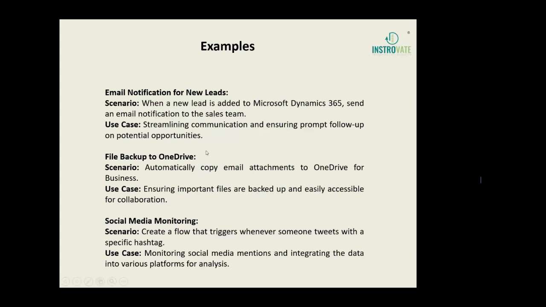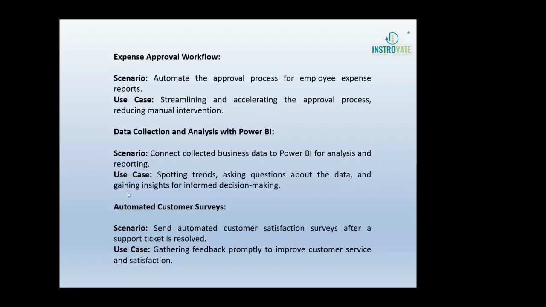File backup to OneDrive. So if you want to do a backup in OneDrive, the scenario will be to automatically copy email attachments to OneDrive for business, and the use case will be ensuring important files are backed up and easily accessible for collaboration. Similarly, for social media monitoring, you can create a flow that triggers whenever someone tweets with a specific hashtag, and you will get the notification. So something like that scenario you can create.